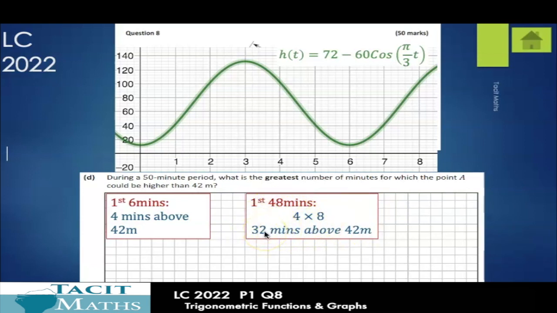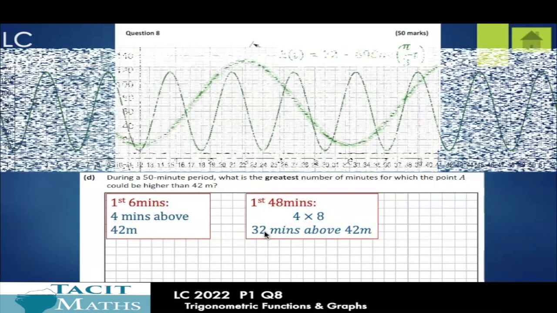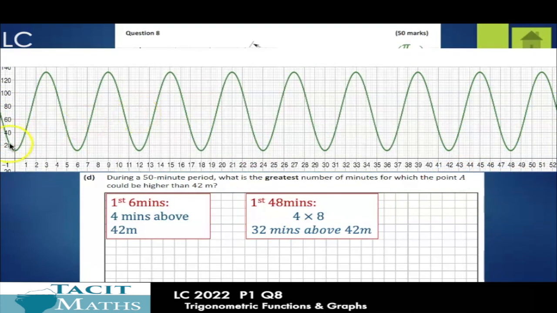Now I'm going to show you a graph of that in a second just to show you. Now, what happens then after that, right? So let's actually zoom out and look at what exactly this means. So we know for the first 6 minutes, from 0 to 6, okay, it's above 42 for 4 minutes, and that's the same in the first 12 minutes. It's the same in the first 18 minutes. So that repeats itself 8 times until we get to here, 48. Okay, so in the first 48 minutes, it's above it for 32 minutes.